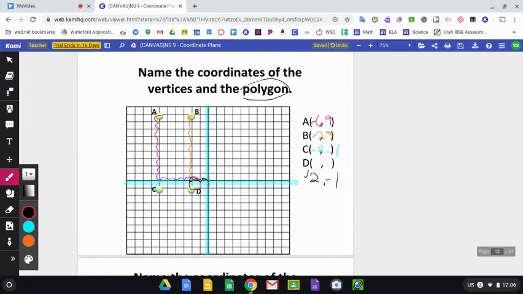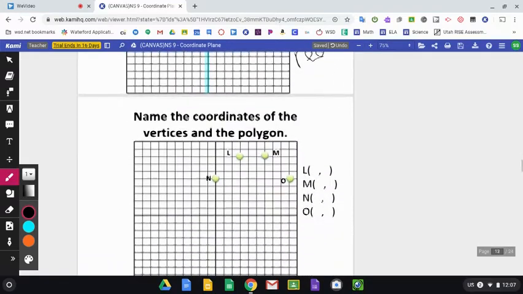Now, can you tell me what polygon, if I connected all 4 of those dots, what polygon or shape would that make? Say it out loud. 1, 2, 3. All right, it does make a rectangle. I'm not going to write the whole word. I'm just going to write rec for rectangle.